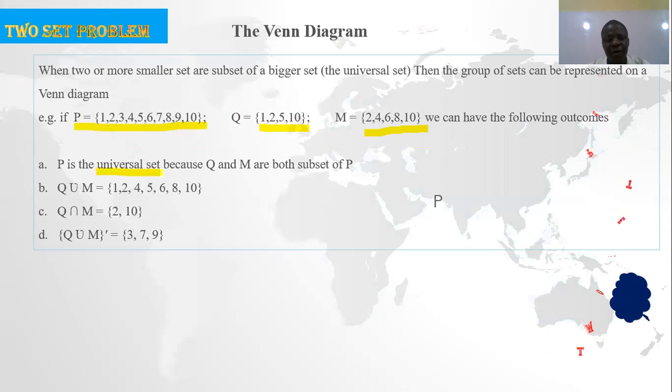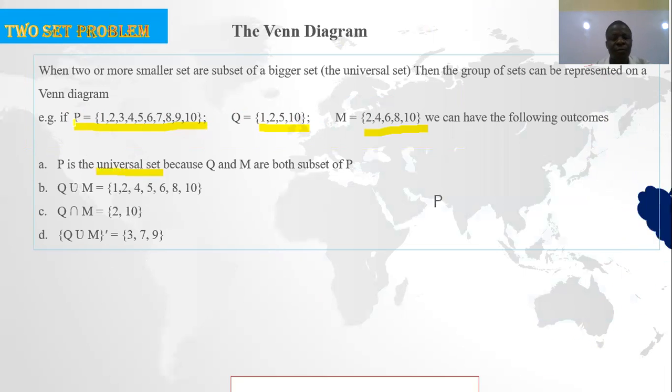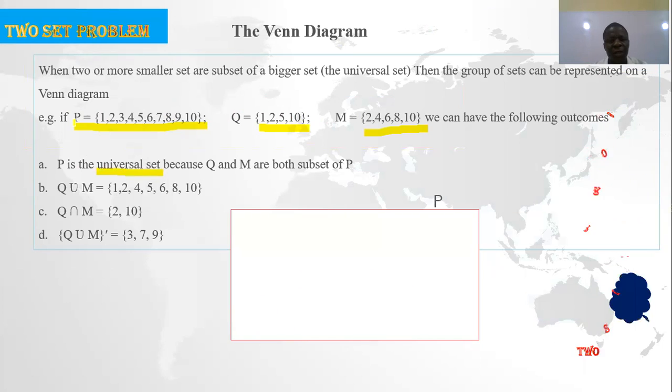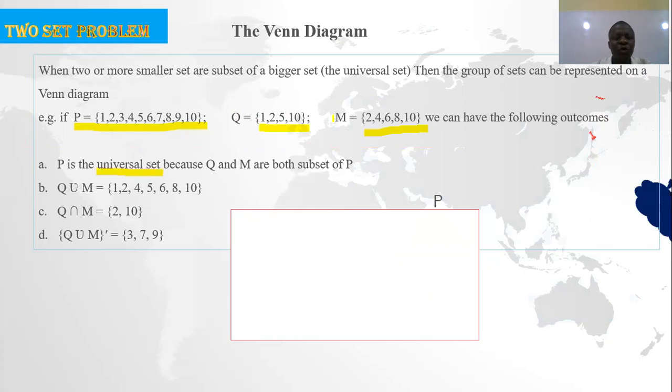To illustrate this on a Venn diagram, we will use a rectangle to represent P. So that is the rectangle. Then each of the subsets, which are Q and M, we will use a circle to represent them. However, to draw that circle, there are 3 ways of drawing the circle. One, if P is the universal set, Q and M are the subsets, and we have some members common to both Q and M.